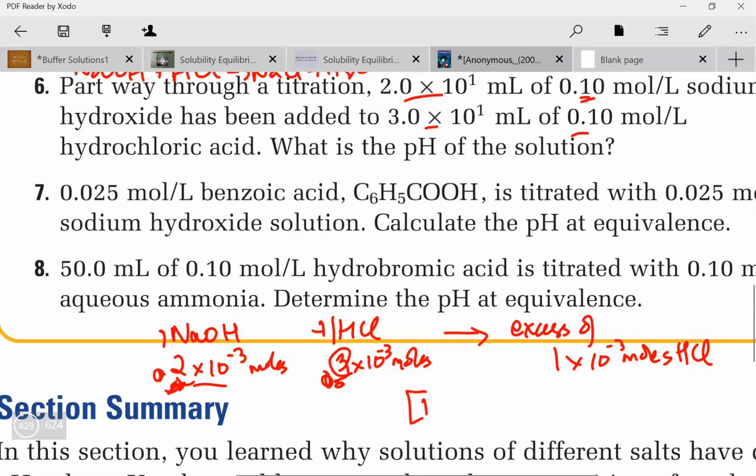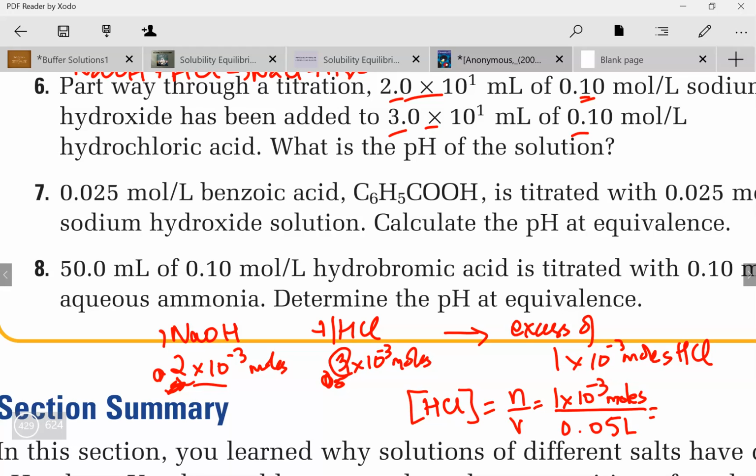Now to find my concentration of HCl, I'm going to do number of moles divided by volume of solution, 1 times 10 to the power of negative 3 moles. What is my volume of solution? It's 20 plus 30, 50 milliliters, so 0.05 liters. And then we do 1 times 10 to the power of negative 3 divided by that, which gives us 0.02 moles per liter. That is my concentration of HCl.